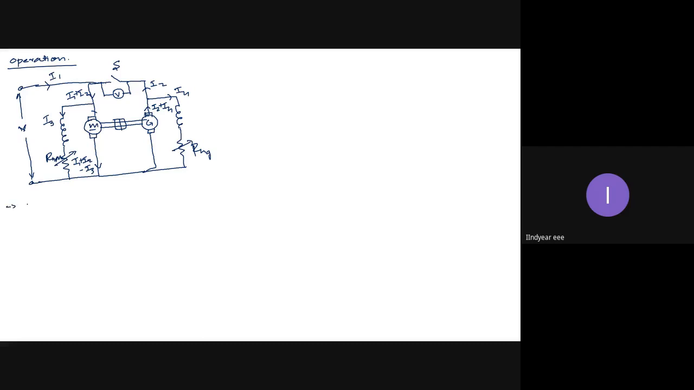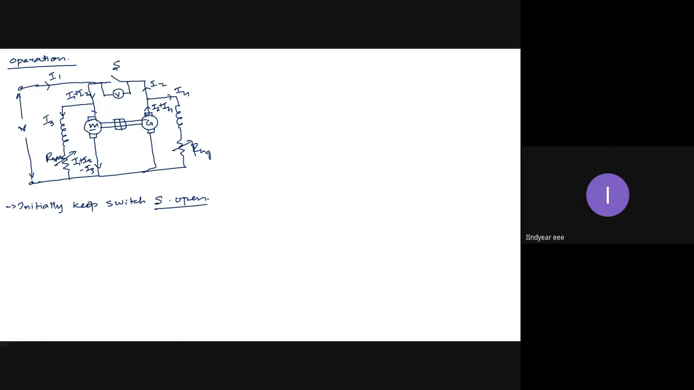Initially keep switch S open. Why? Because I have to connect the motor and generator in parallel electrically. No doubt I have coupled them mechanically, but I also have to connect them in parallel electrically. And when I have to connect two circuits in parallel, the voltages must be equal.